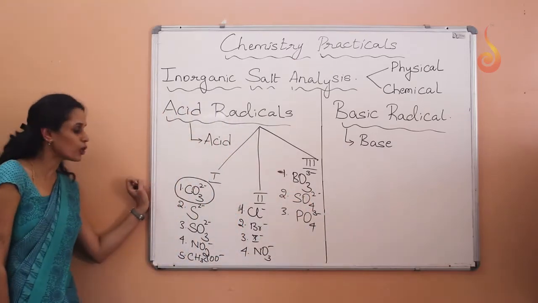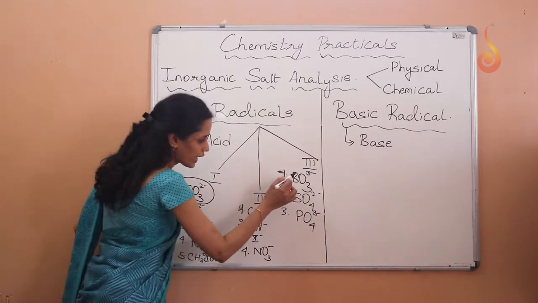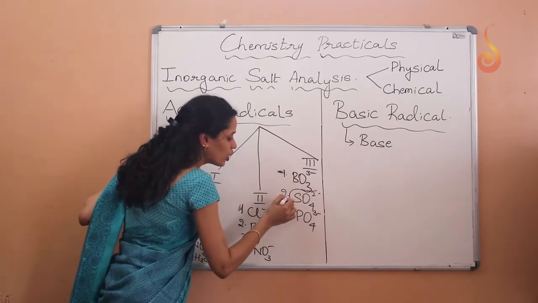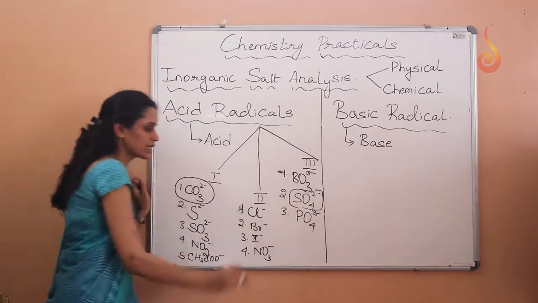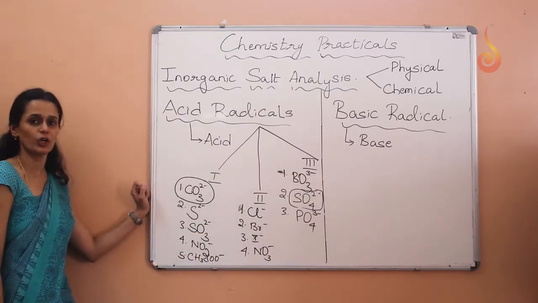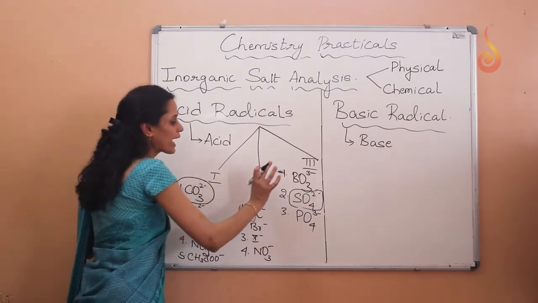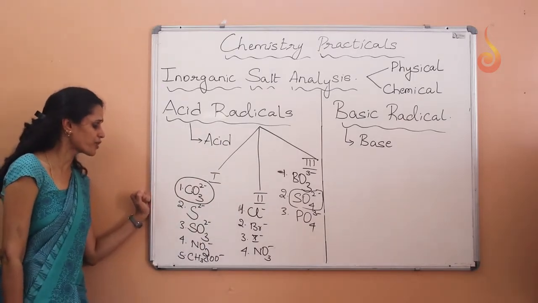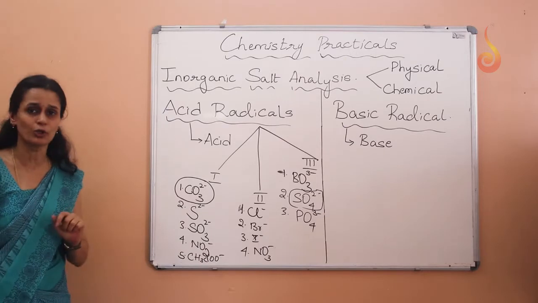Phosphate ion, PO4 3 minus. So again here in case of third group, only one ion we have for the syllabus, that's nothing but sulfate ion. That's it. This is how we have differentiated into several groups. Why have we differentiated into 3 groups?